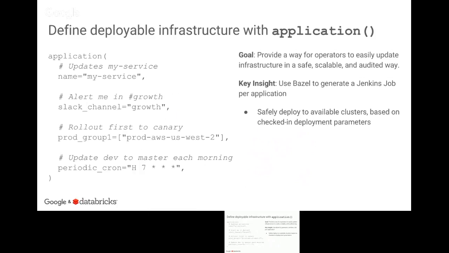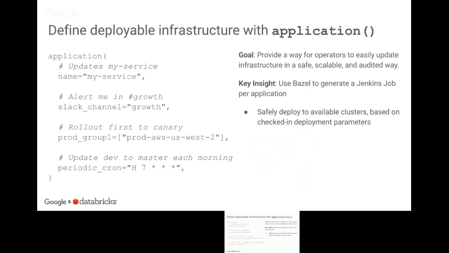We also support this interesting feature of production canary groups, so you roll out something to one production location first before other places. And then maybe, if you would like, you can opt into periodically updating your service in development every morning, which is what we have here. And that's it. With this, you get an easy to use Jenkins job to update your services across all of your environments with no hassle.